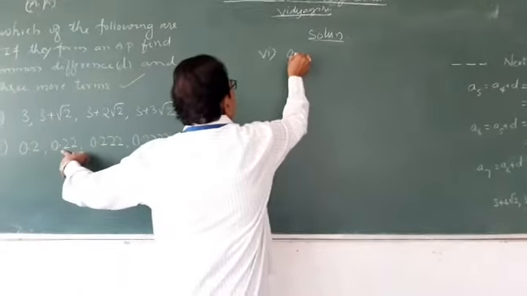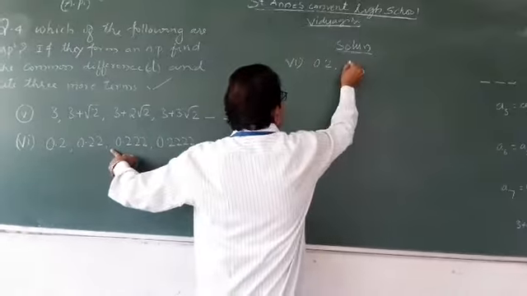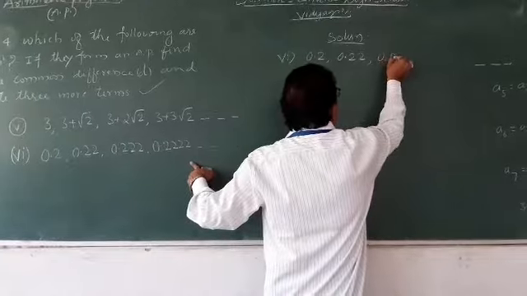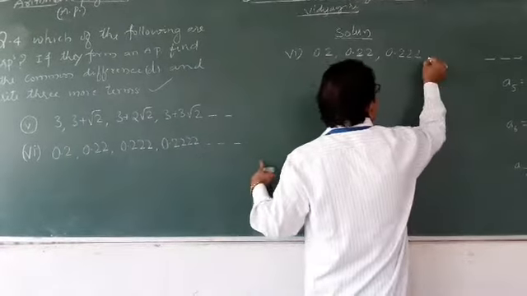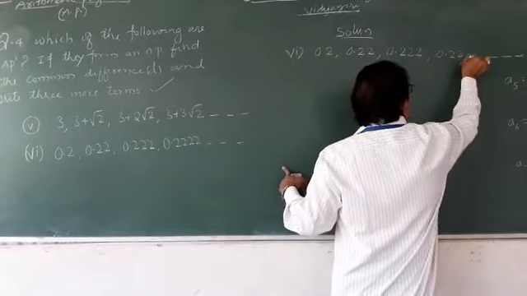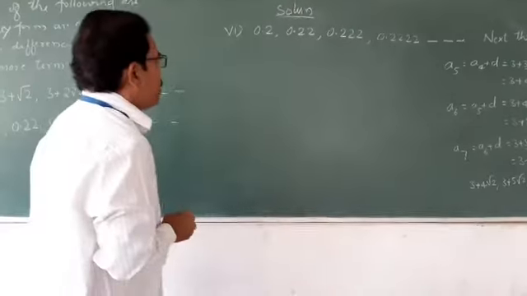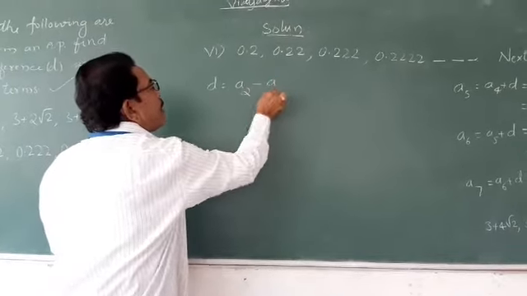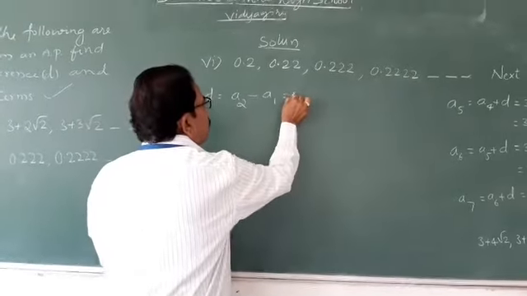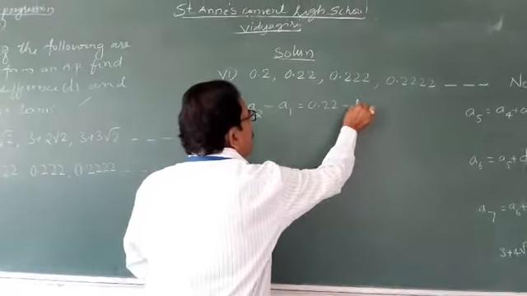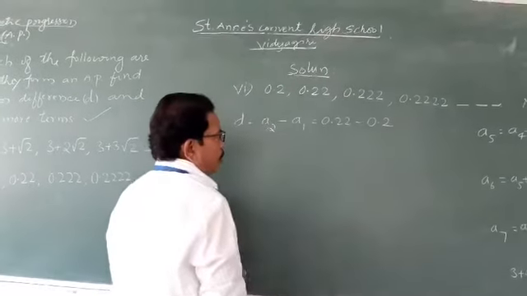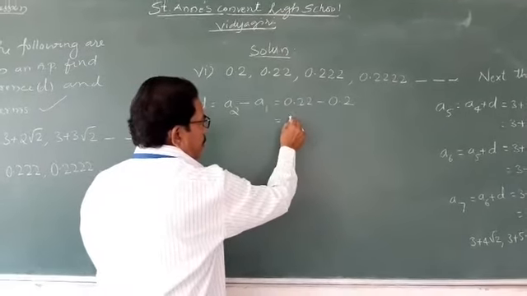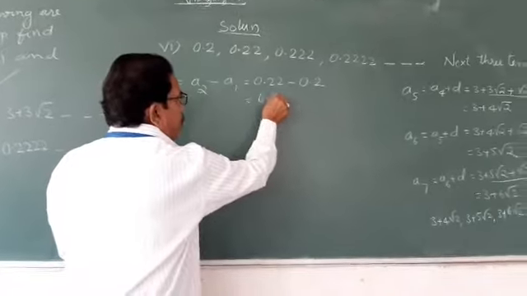0.2, 0.22, 0.222, like that. Here d equals a2 minus a1, that means 0.22 minus 0.2, that is 0.02.